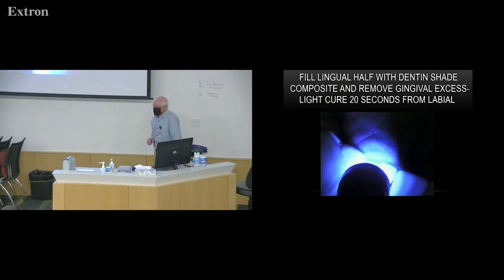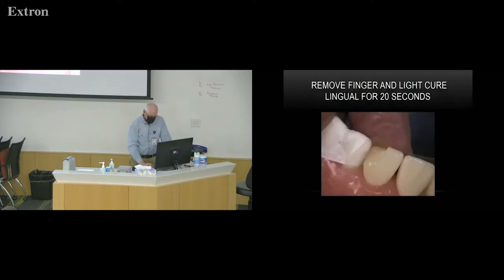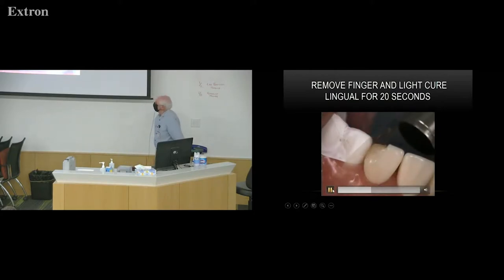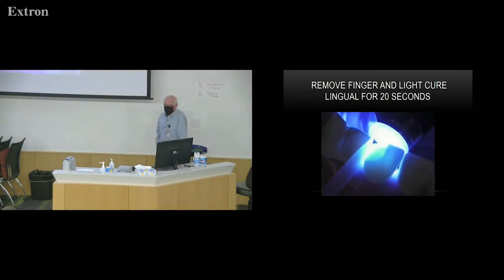And then we're curing it from the labial for two reasons. One, because our finger is in the way. Two, because we want to kind of pull that composite to the tooth, and we've talked about that before. So we cure it through the labial. Then take your finger off, remove your finger out of the way, and then cure it through the lingual.